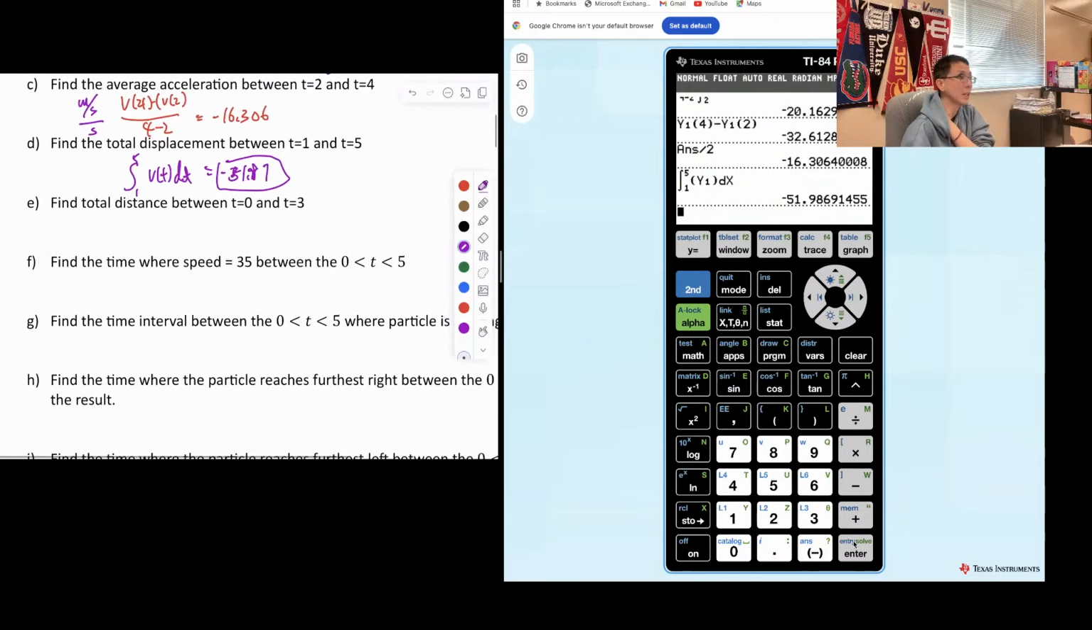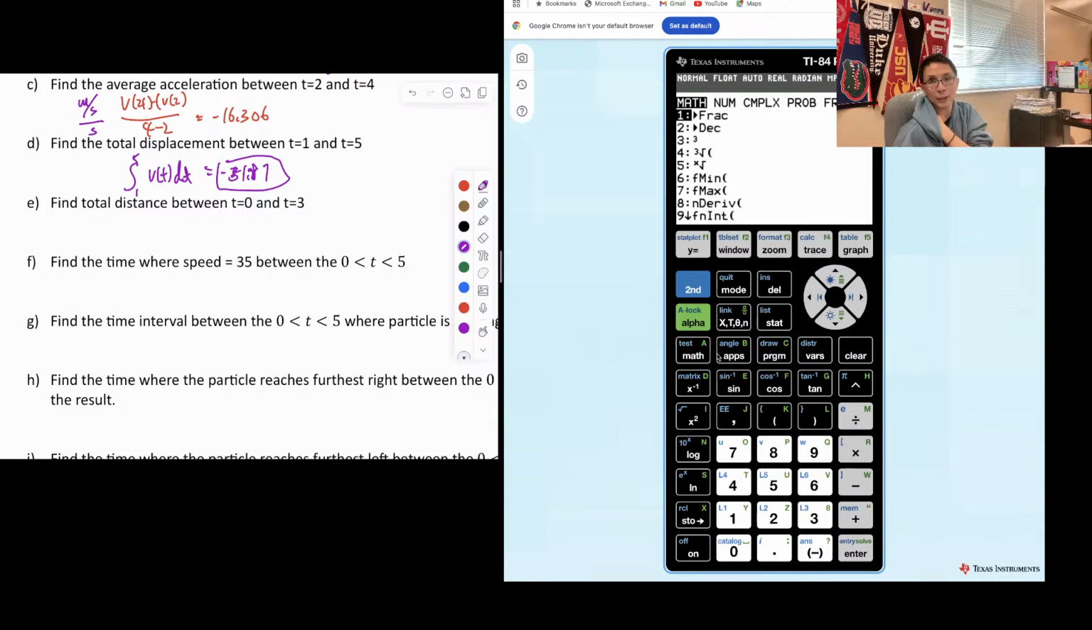Now, some people say, I don't know where the absolute value button is on your calculator. Hopefully you know, but if you don't, here it is. I'll say between 0 and 3. And I will do absolute value. Two ways to do it. Math, number, the first one. Or the second one's easier: second, 0, which is the catalog. Catalog has all the different kinds of functions you can find on the TI-84. I press absolute value, then Y-VARS, function, Y1.